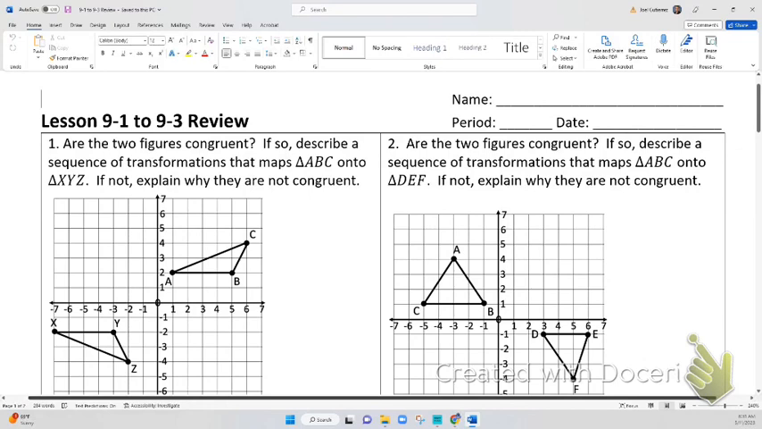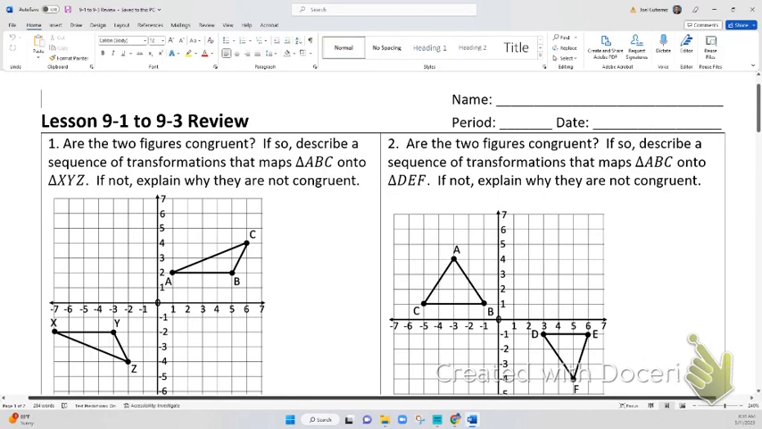In this video, we're going to do the answers to the lesson 9.1 to 9.3 review. A reminder that this is our last quiz of the school year. There's only 15 days left. If you do want to retake this quiz, it must be done before we take our unit test, which will be on May 26th. So without further ado, let's go ahead and get started with number 1.